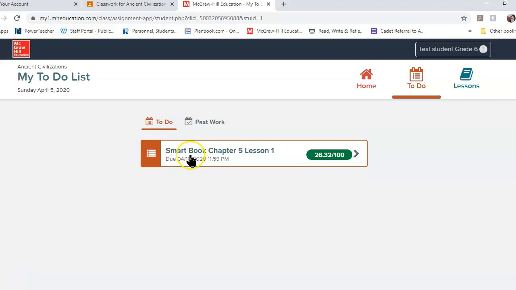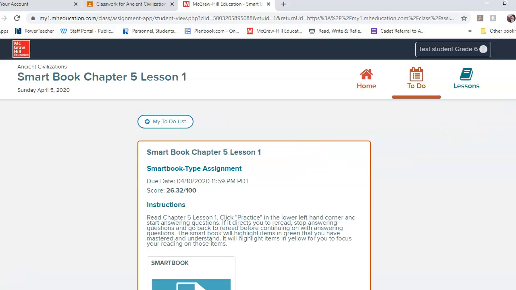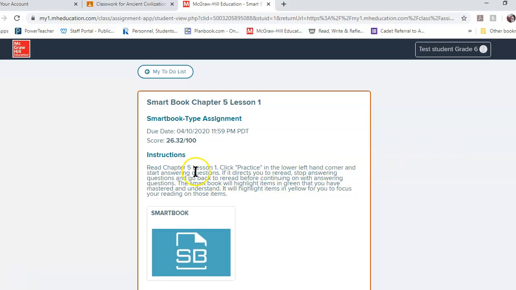Okay, you'll notice here Smart Book Chapter 5 Lesson 1. This is due on Friday. Go ahead and click on that. This kind of gives you some instructions. Read Chapter 5, Lesson 1. Click Practice in the lower left-hand corner and start answering questions. If it directs you to reread, stop answering questions and go back to reread before you continue with answering questions.